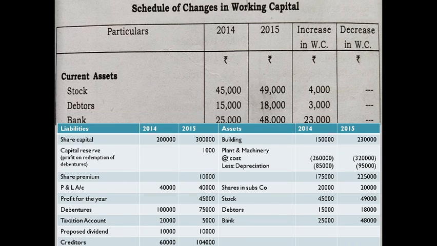Finally, bank. In the beginning there was 25,000, by the end it was 48,000. So again there is an increase. So all these current assets were increased during the year. So the difference amount is shown in the increase in working capital column.